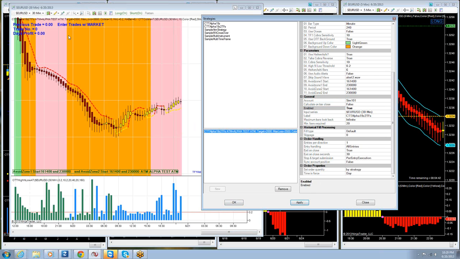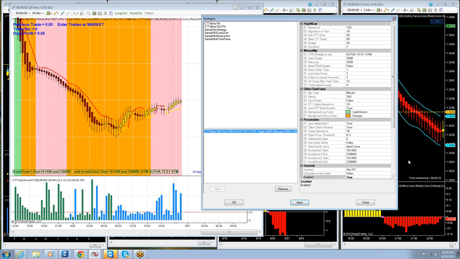And when you turn it on, you'll see your chart always changes. It shows you here the avoid zones, shows you the high and low indicator, shows you that the strategy is running right here. It's entering trades right now with the market orders. If I change that to limit orders, it would say entering trades with limit. So it's pretty self-explanatory. We've built in all these features to simplify the workload for you guys.